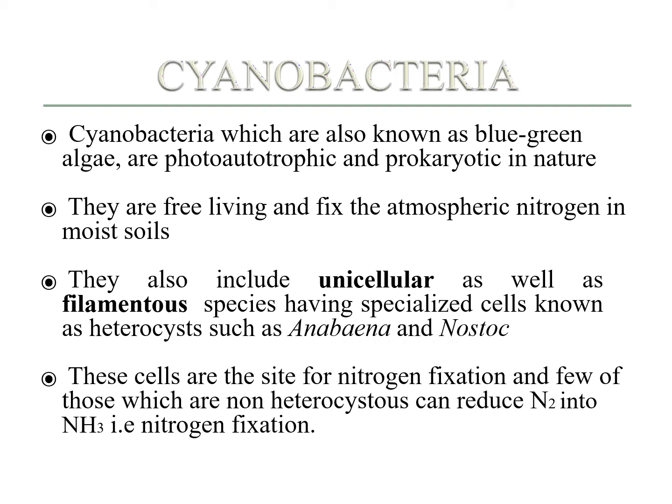So there are two different forms of cyanobacteria. One is unicellular and the other is filamentous. The major examples quoted for explaining the nitrogen-fixing cyanobacteria are Anabaena and Nostoc. These cyanobacteria fix atmospheric nitrogen by adopting two strategies. One is spatial separation and another is temporal separation.